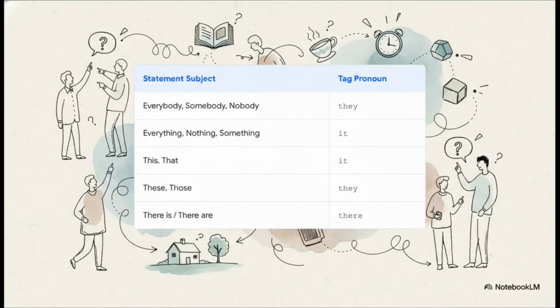Luckily, there are some pretty clear rules for this, so you don't have to guess. For words about people, like everybody or somebody, you always use they. For words about things, like everything or nothing, you use it. This and that also become it, while their plural forms, these and those, become they. And for any sentence starting with there is or there are, well, you just use there again.